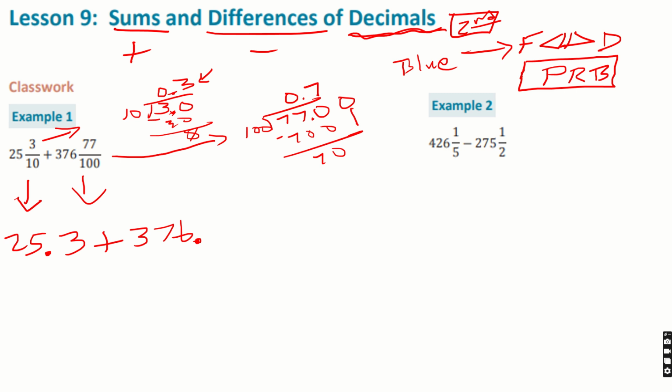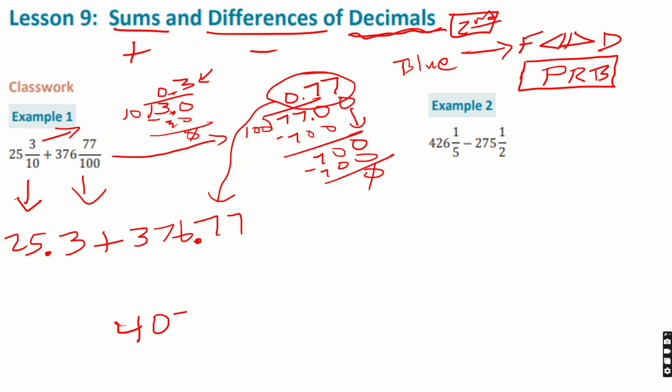I still have a remainder, so I'm going to bring down another 0. 100 goes into 700 7 times. And 7 times 100 is 700. I have no remainder left over now, so that's where I'm done. And this decimal point here gets added on down here, so 77. And now I can take a calculator, or I can line it up longhand and do 25.3 plus 376.77 and come up with a total answer of 402.07 as my answer.